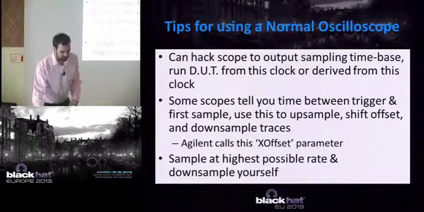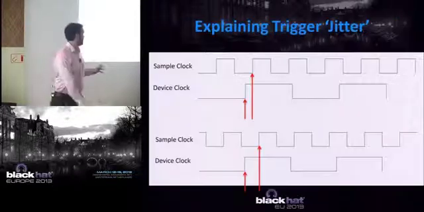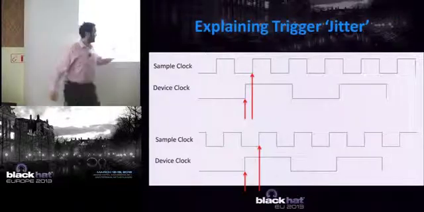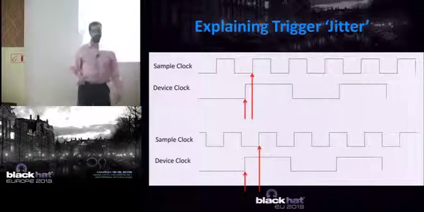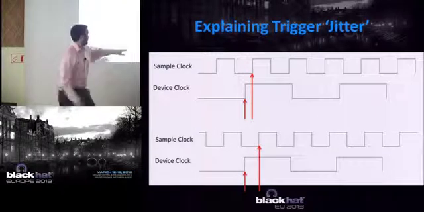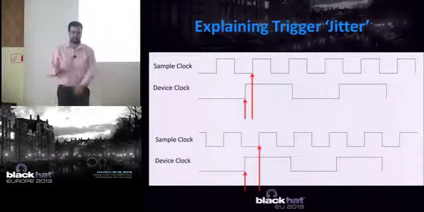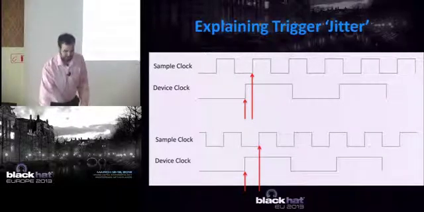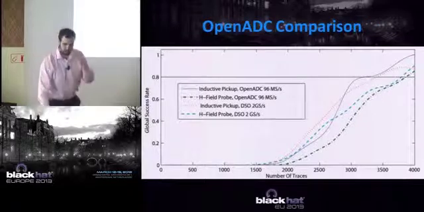So you can try to do that. Or if you do have a high-speed scope, sample at the highest possible rate, and you can downsample if you want to have less data to deal with, but you'll help reduce this problem by sampling at the highest possible rate, even if you don't store at that rate.